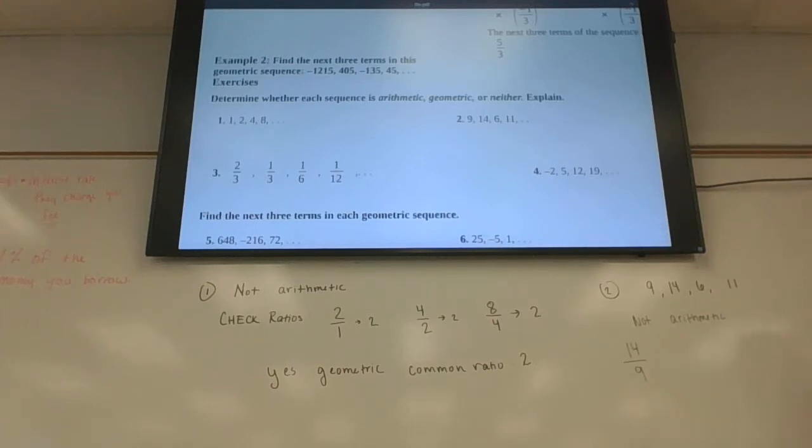14 over 9 doesn't simplify. And it's definitely not the same as 6 over 14. And that's definitely not the same as 11 over 6. So I'm going to say that this is neither geometric nor arithmetic.